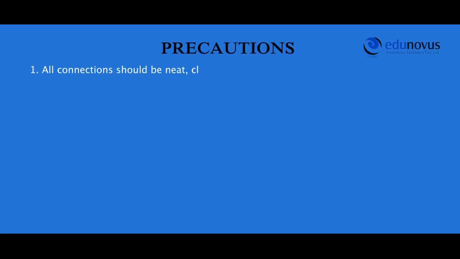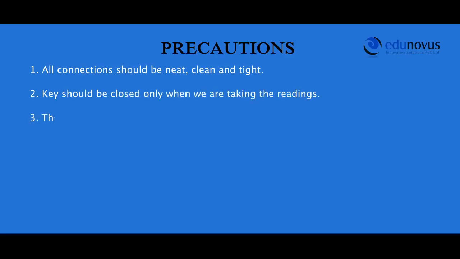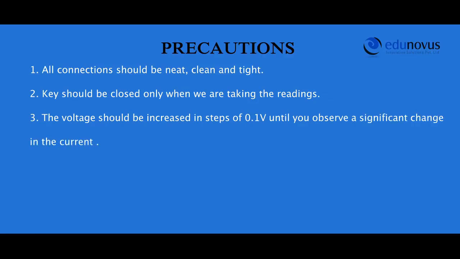All connections should be neat, clean and tight. The key should be closed only when we are taking the readings. The voltage should be increased in steps of 0 to 1 volt until you observe a significant change in the current. Forward bias voltage beyond breakdown should not be applied.